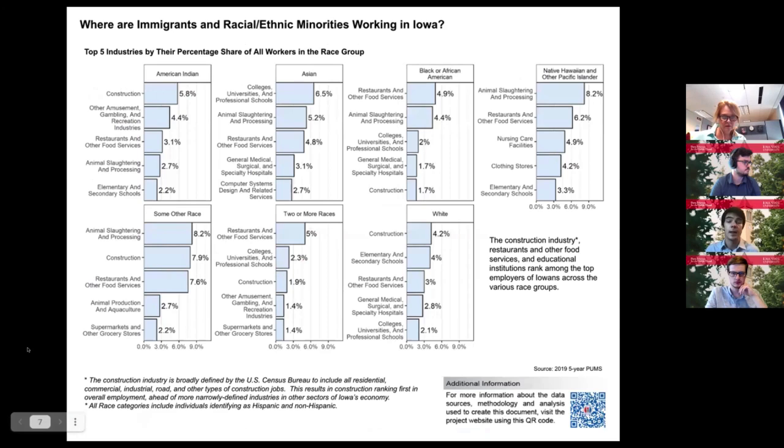Then the backside of this poster shows some similar information to the disability poster. We can see the top 5 industries by their percent share of all workers in a particular racial group. So you can see how the industry variation is not monolithic in any way. It varies pretty greatly by racial category. Within American Indian, and I believe this group includes Alaskan Native as well, construction is the highest. For others, it's animal slaughtering and processing. For others still, it's education, construction, food service, and restaurants.